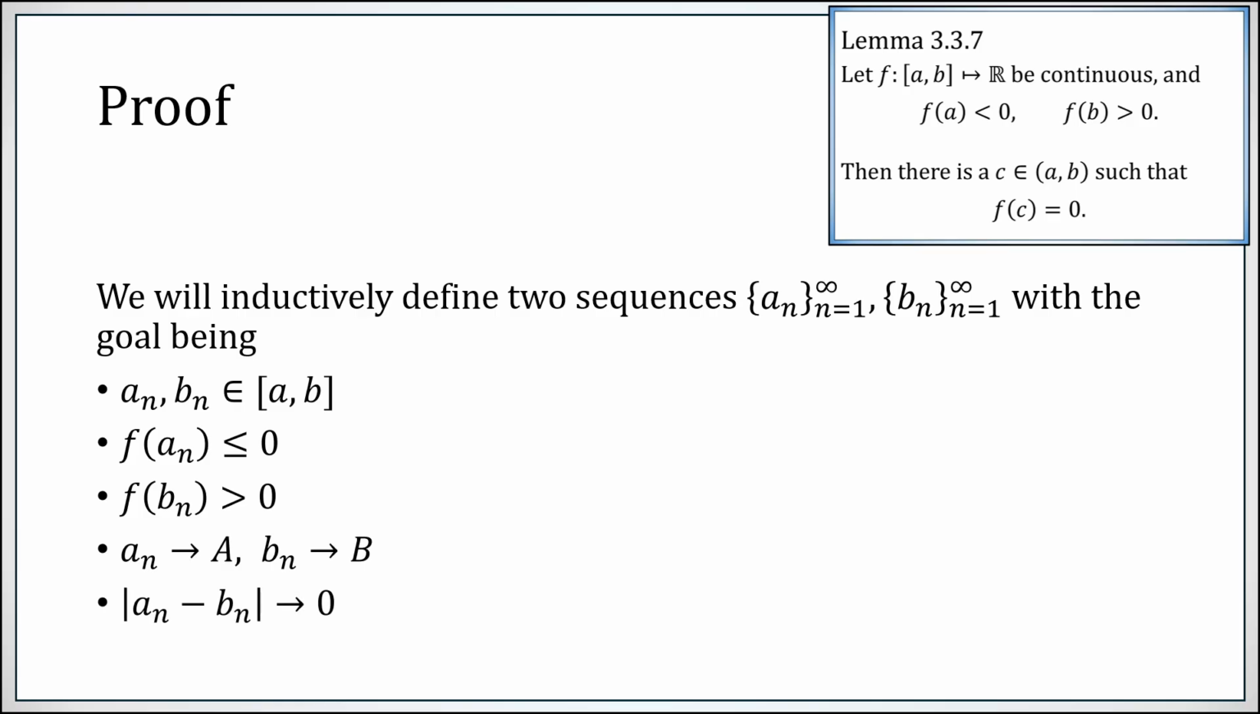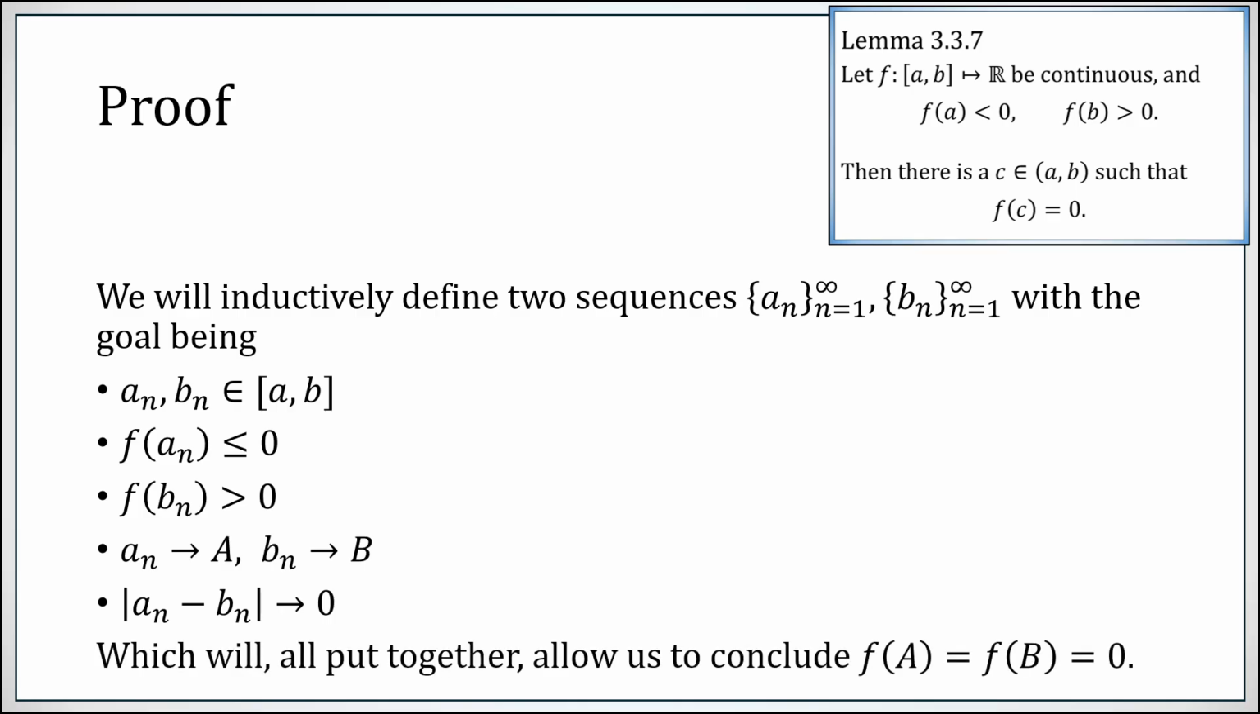Also, we're going to show that the distance between a_n and b_n converges to 0. Once we put all these pieces together, we will conclude that f of A must equal f of B must equal 0. Because we are continuous in here, if a_n is converging to A, f of a_n must be converging to f of A. But all the f of a_n's are less than or equal to 0, so we conclude f of A is less than or equal to 0. Similarly, we will get f of B is bigger than or equal to 0. And since the distance between a_n and b_n is converging to 0, we'll get that A equals B. That's the broad outline. We'll go over it in detail.